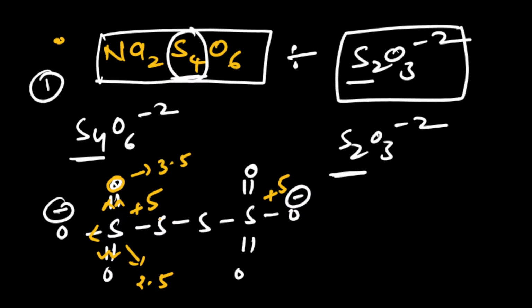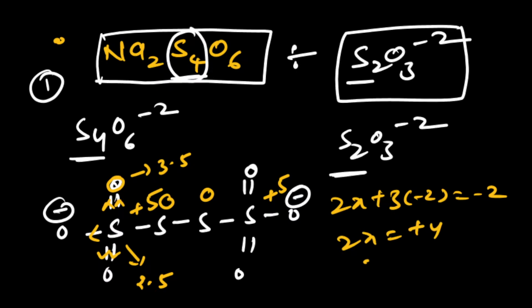They may ask what are the oxidation numbers of the sulfurs present internally. This is 0 and 0, because all the sulfurs are the same, so the electronegativity difference is 0. Now in the second case it will be 2x + 3 - 2 - 2 - 6. If you send it to the left hand side it will become +6. Then 2x is equal to +4, x is equal to +2. Here its oxidation number is +2.